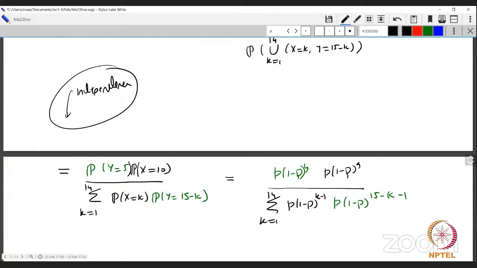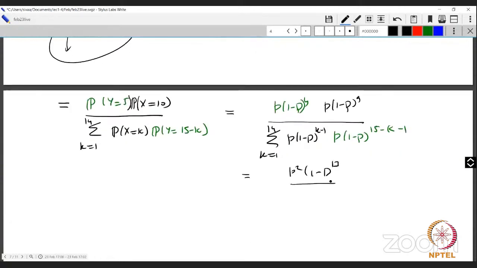So I'll get the top: p squared times 1 minus p to the 13. The bottom I should get 15 minus 2, and this is again p squared times 1 minus p to the power 13, and I have 14 terms, right? So what's going on at the top? Oh, sorry, 1 minus p to the power 13, and I have 14 terms of them. The sum is 14 terms of that. So the answer is just 1 over 14.